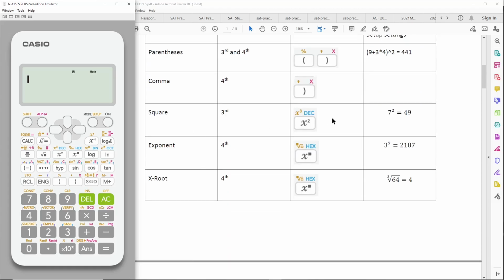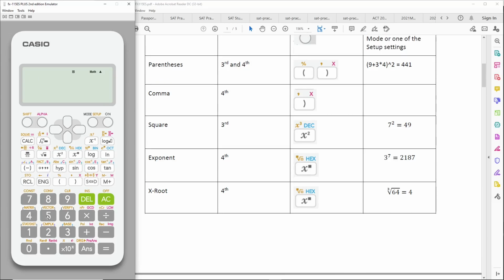Now if you want to square something, like 7 squared, you press 7 and then the square button right here. That'll give you 7 squared. Press equal, and that equals 49. Then press clear. And if you want to do something to the third power, I can do 5, shift, then this button gives me to the third power, equal, so 125. 5 to the third power is 125.